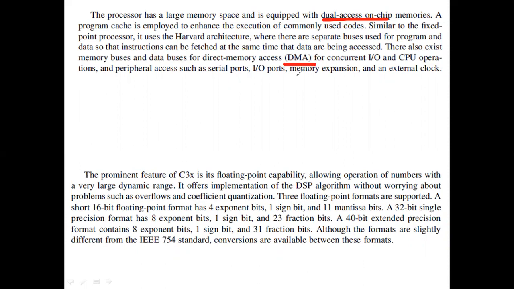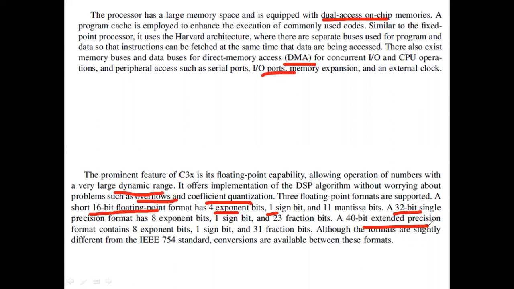DMA is fine, we will write that. Then floating point operation with a very large dynamic range. Yes, dynamic range. Then implementation of DSP algorithms without worrying about problems such as overflow and coefficient quantization. We will write that. Then three floating point formats are supported. First, a short 16-bit floating point format with 4 exponent bits, 1 sign bit and 11 mantissa bits, then 32-bit single precision. See, there is single precision, there is short, and then there is extended precision.